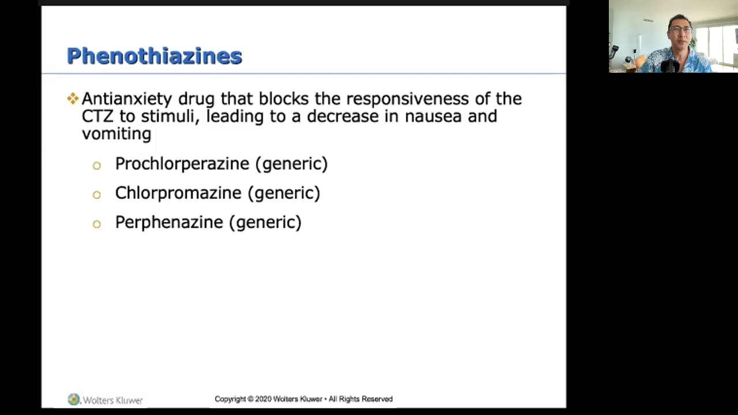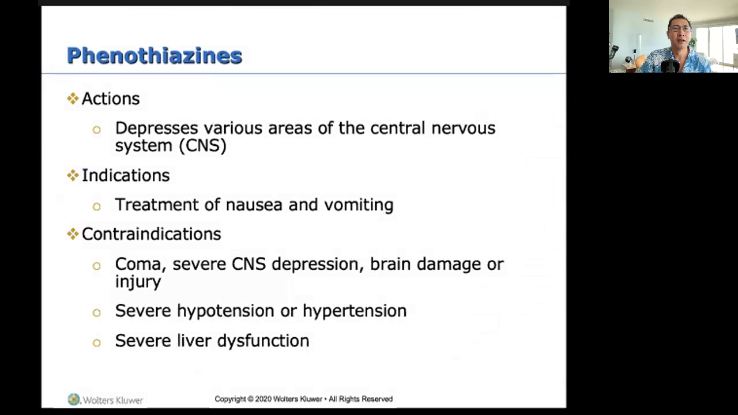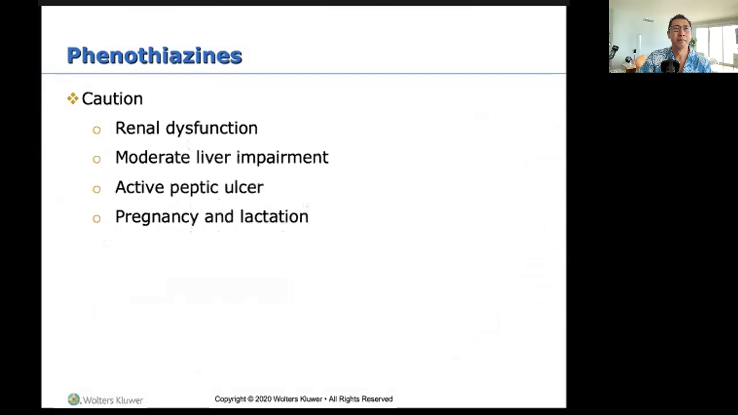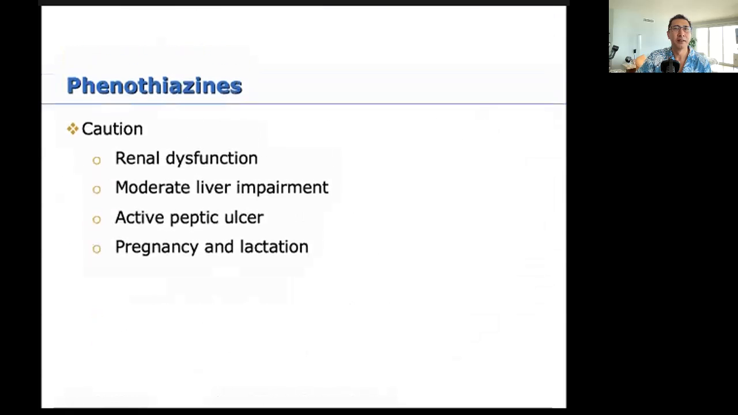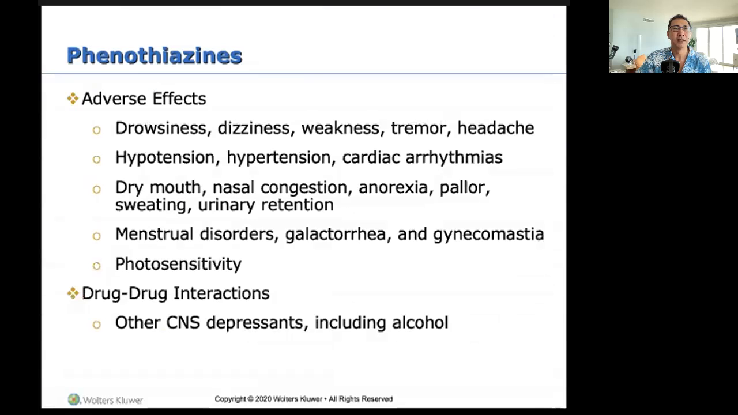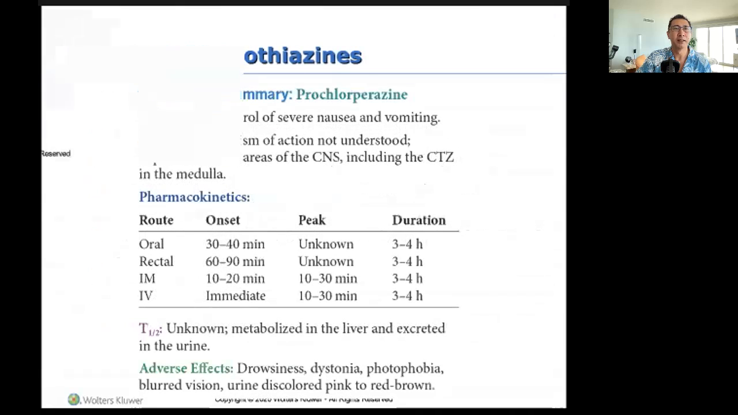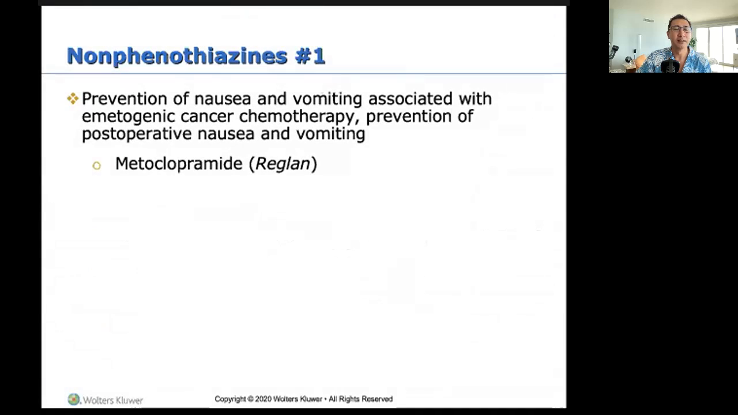We don't use these as much in the hospital because I can't even pronounce them. There it is on the screen. Take a screenshot. So it works through the CNS system. It takes away that feeling of nausea and vomiting. Okay. Let's skip this. Not worry about this. This is what I want.